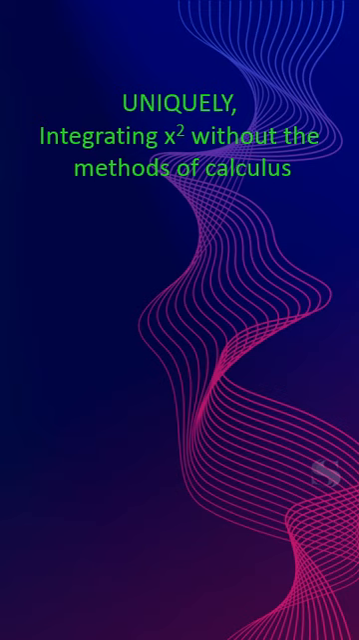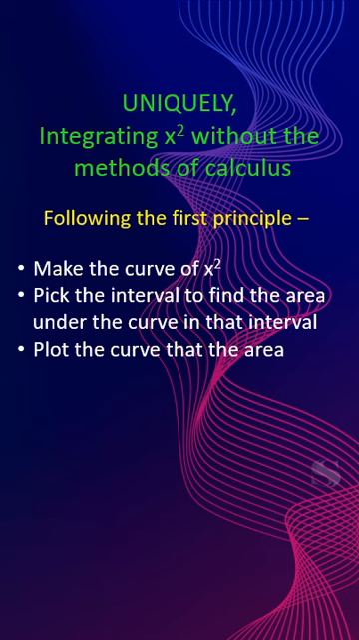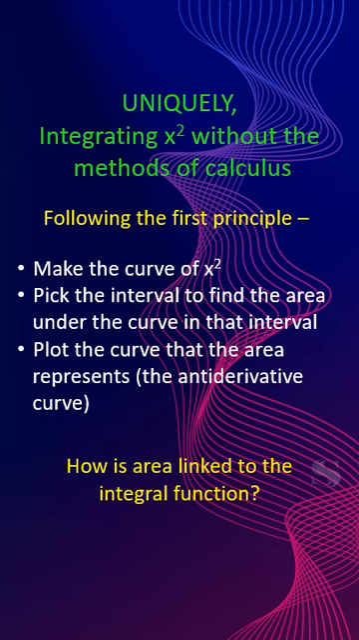We would follow the first principle, make the curve of the function x squared, decide on the interval or part of the curve for which we would compute the area under it, and lastly, plot the curve of the function that represents the integration of x squared. However, this begs one question. How is the area under the curve of the integrand function, x squared in this case, connected to the curve of the function that is the integral of x squared, or the outcome of the integration?